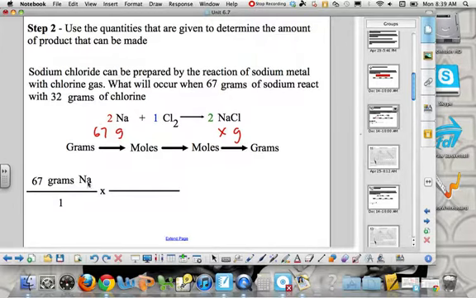So I had grams of sodium chloride up on the top in this step here. I'm going to have to take the grams of sodium chloride and put it on the bottom in my next step so that these two steps cancel out.